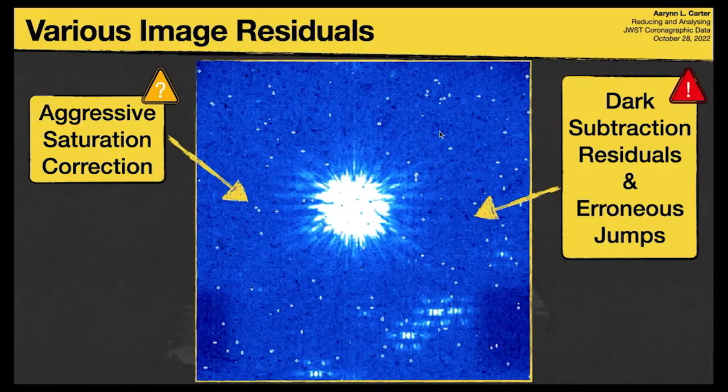So what we have is a lot of cosmic rays. We have a lot of persistence and different hot pixel effects in the dark files themselves. So when we subtract that away from our image, we end up with all these negative subtracted regions, which aren't real astrophysical things. And we get a similar effect from erroneous jumps.